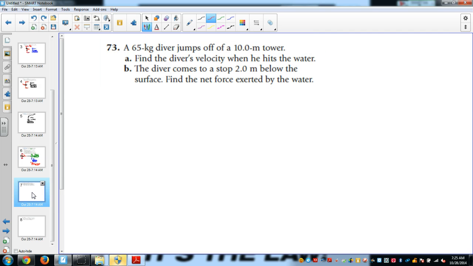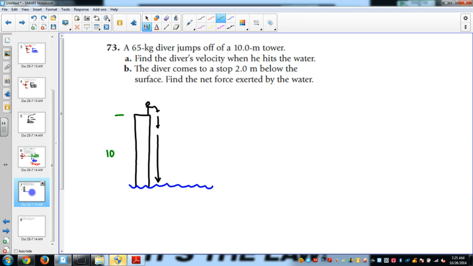The next question, number 73. It says a 65 kilogram diver jumps off a 10-meter tower. So let's make a little picture here. I know that this is 10 meters. Find the diver's velocity when he hits the water.